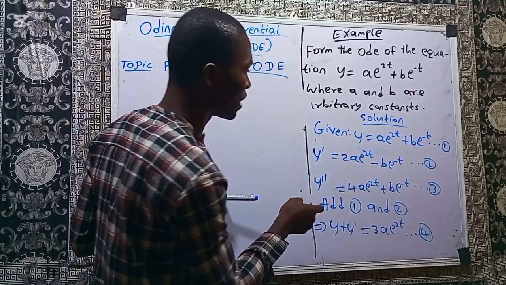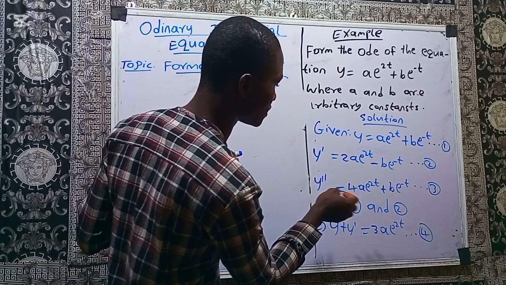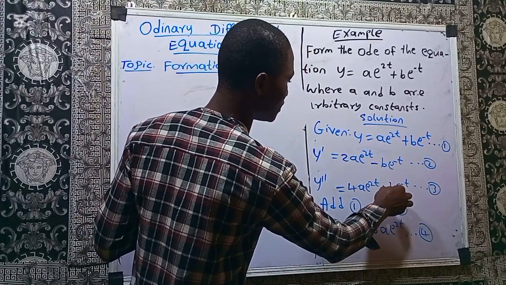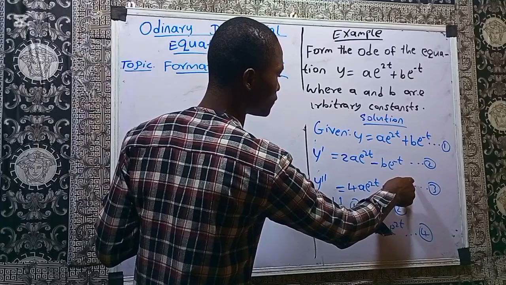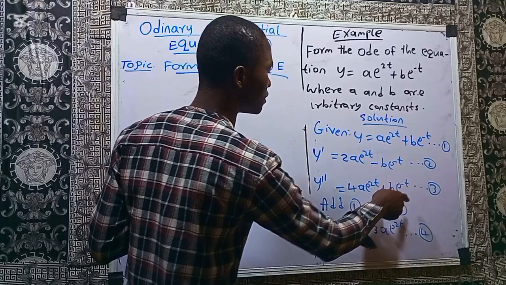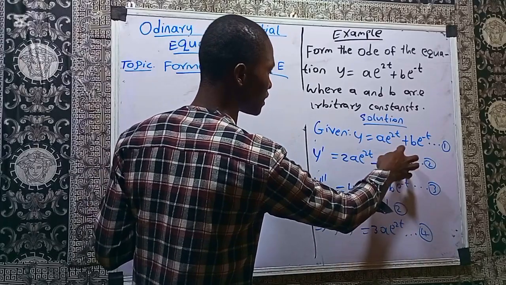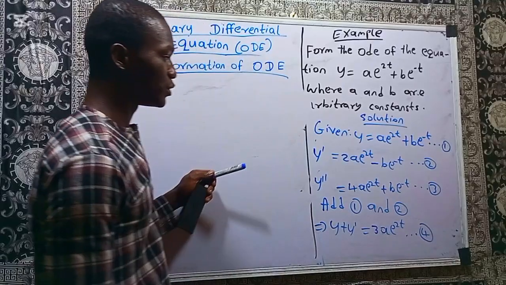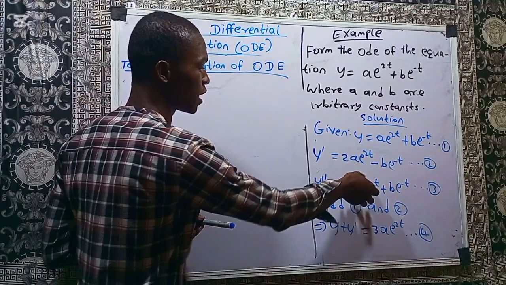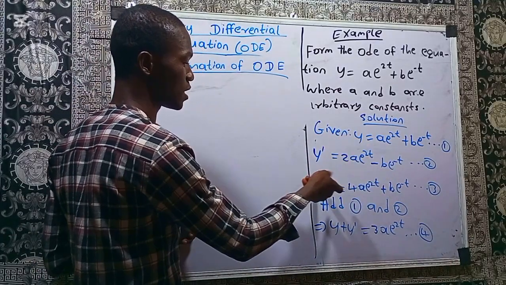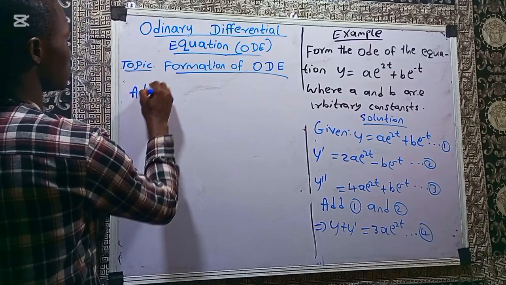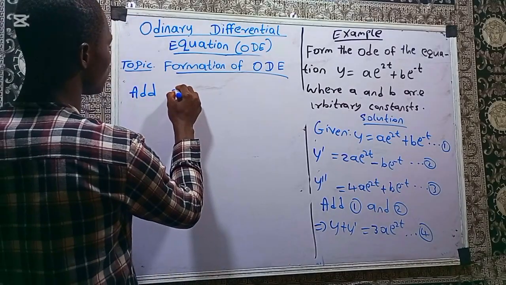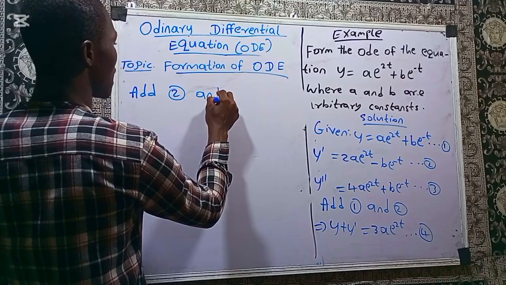Next one, I'm going to relate this last one with equation 2. Why I'm relating it to equation 2 is that if I do that, this one can go. B exponential negative t, if I add it to negative b exponential negative t, both of them will be 0, right? Then I will now have this plus this and this plus this. So let me add quickly. Add equation 2 and 3.